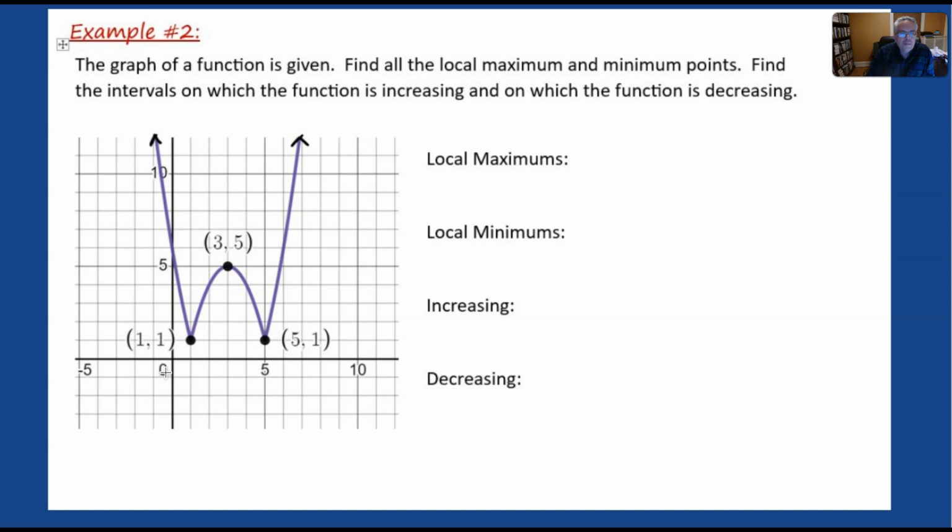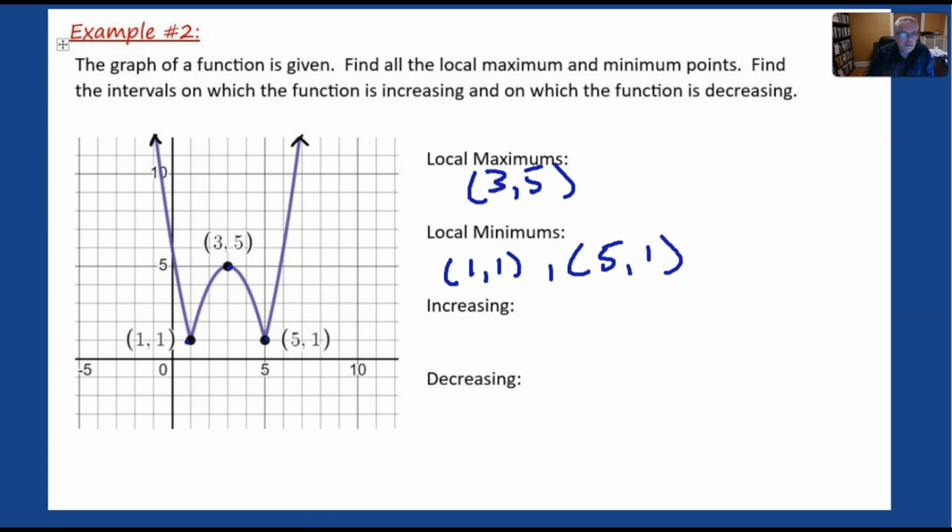Let's try it one more time. So local maximum, well, we got one here at 3, 5. So these aren't too bad to find. Local minimums, we have 2 right here. They're like the valleys, and the maximum is like the peak. So we have a local minimum at 1, 1, where the function is coming down and turns around, goes back up, and also 5, 1. All right, here we go.